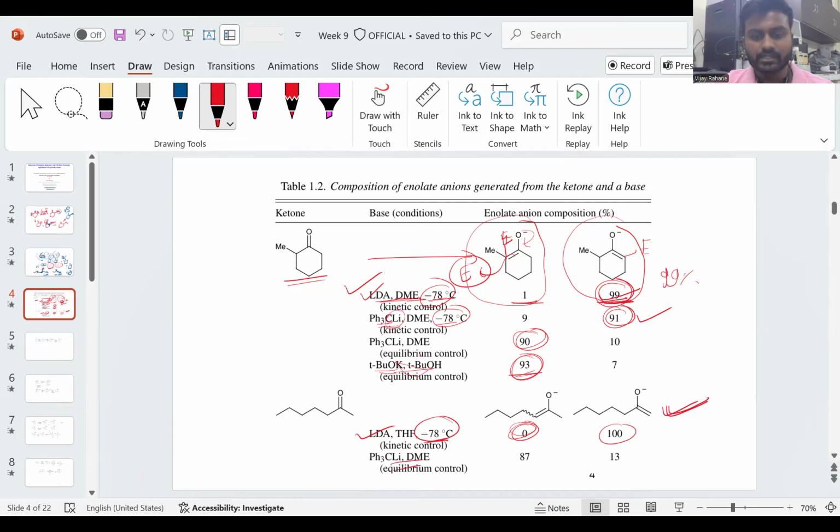Further, if you look at another example, another base, triphenylmethyl lithium. In that case, the thermodynamically controlled enolate is formed preferentially, which is around 87%. So depending upon what condition we are using, the reaction goes via thermodynamic control or the kinetic control.